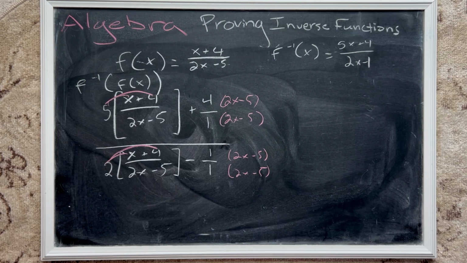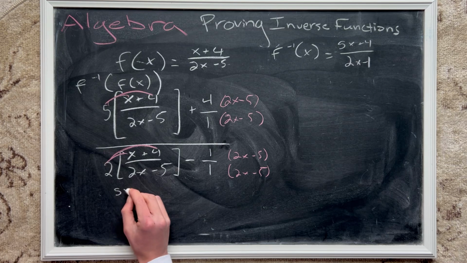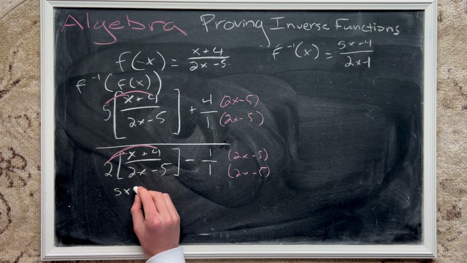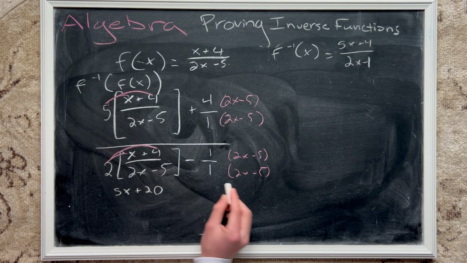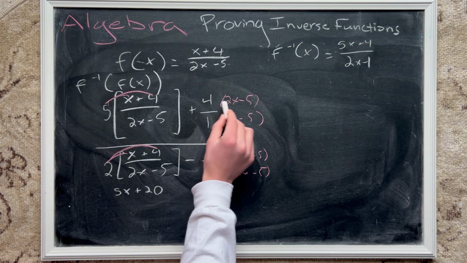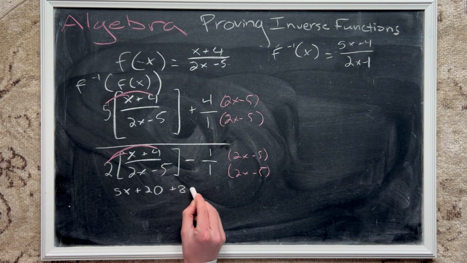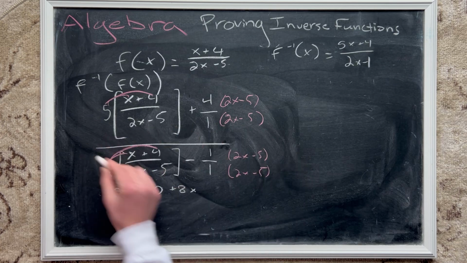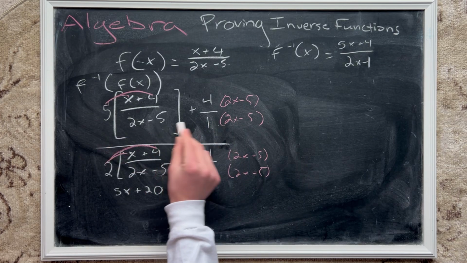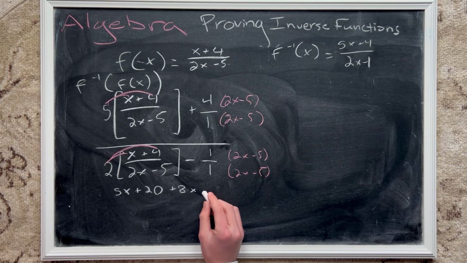All right, then I'll write that big fraction again. So 5 times x, 5x, plus 4 times 5 is 20. And then we're going to go over to here. 4 times 2x is 8x. Remember, this is all one big fraction because I made a common denominator and I'm adding my fractions. And 4 times negative 5 is negative 20.